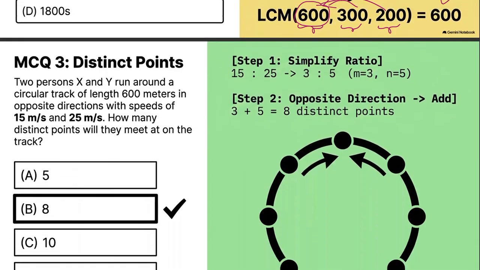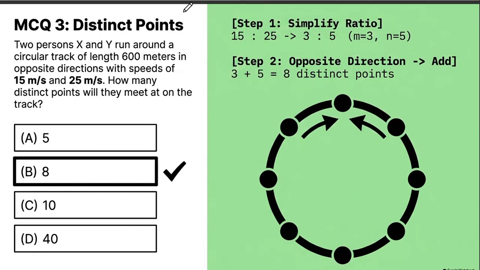Look at the next question. The next question is on finding the distinct points. Let's say two persons X and Y run around a circular track of 600 meters. So the length of the track is given as 600 and the direction is opposite. They are running in opposite directions with speeds of 15 meters per second and 25 meters per second.